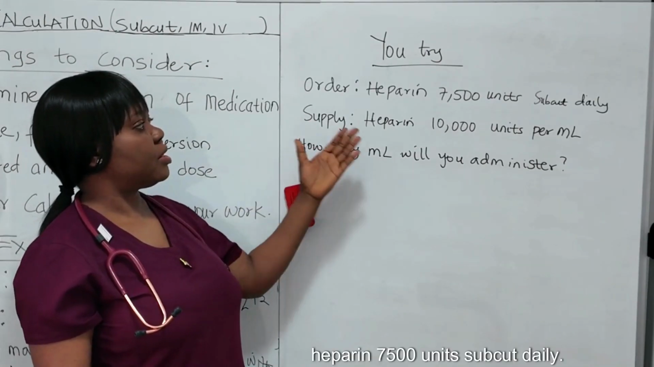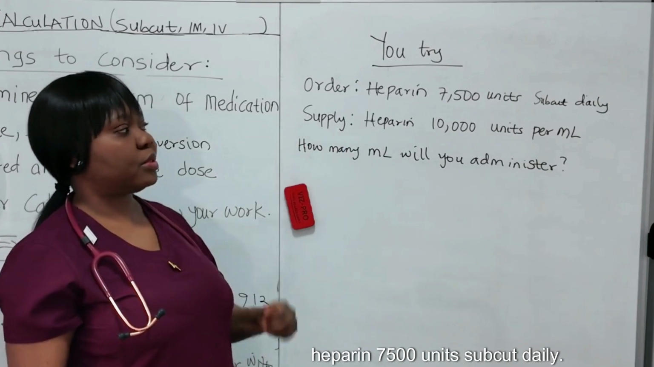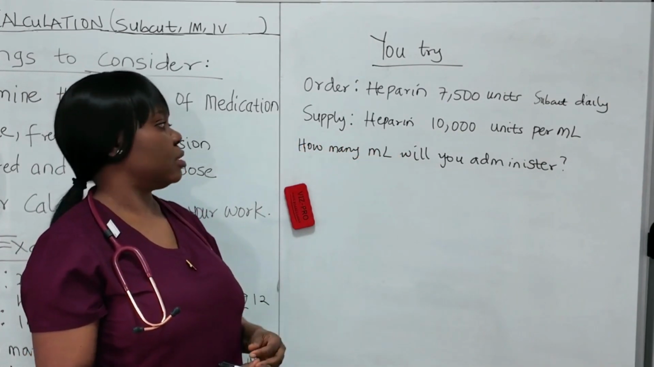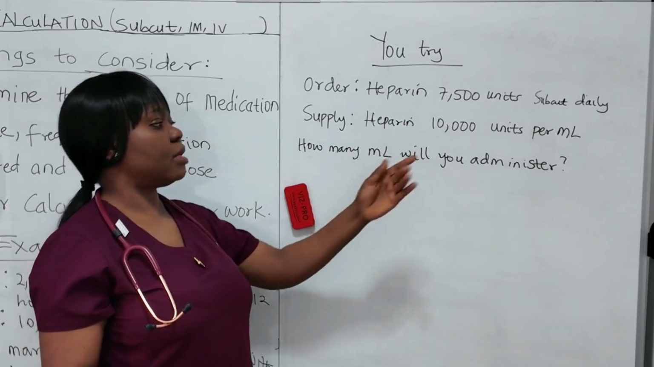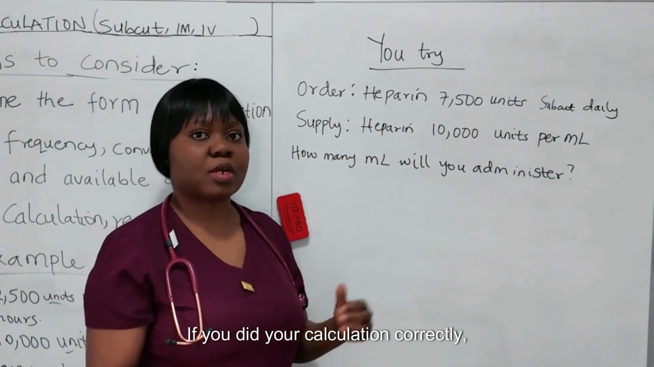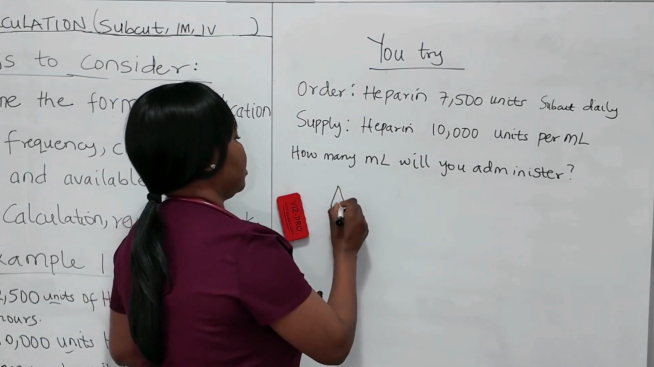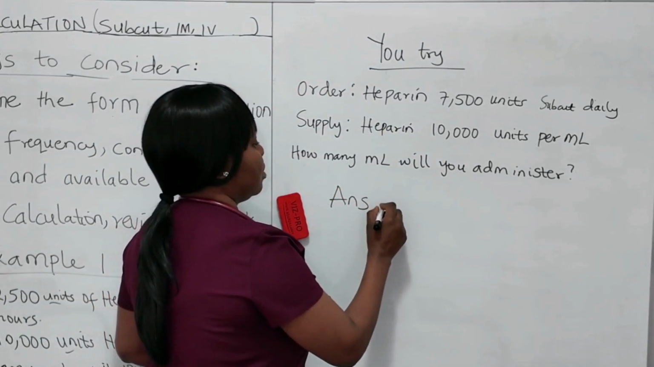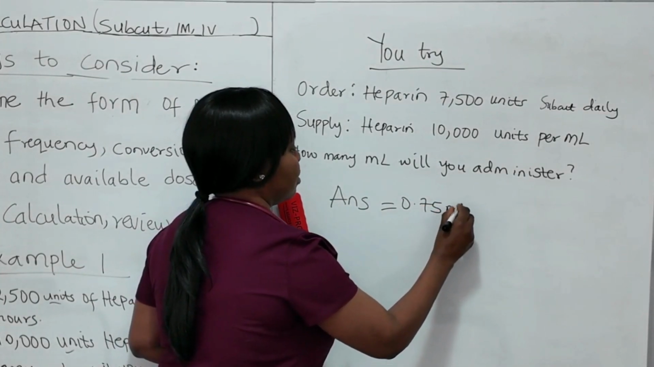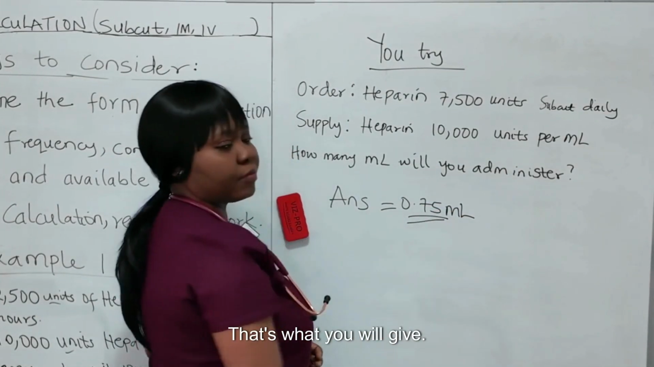Order heparin 7,500 units subcut daily. The supply is heparin 10,000 units per ml. The question is how many ml will you administer? So you try this. If you did your calculation correctly, the answer will be 0.75 ml. That's what you will give.